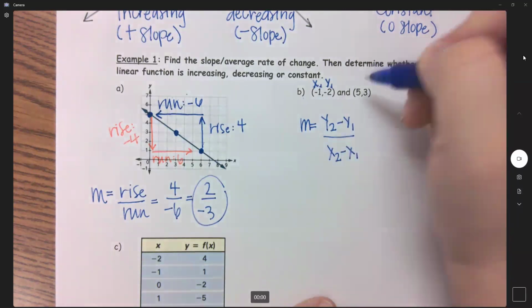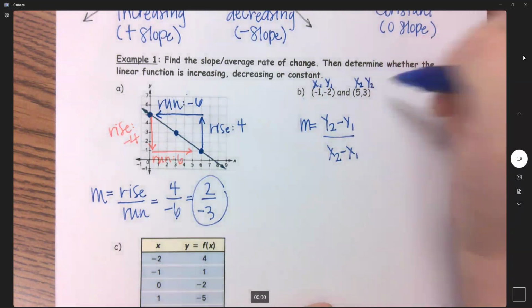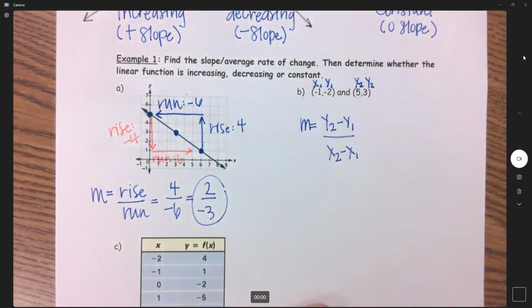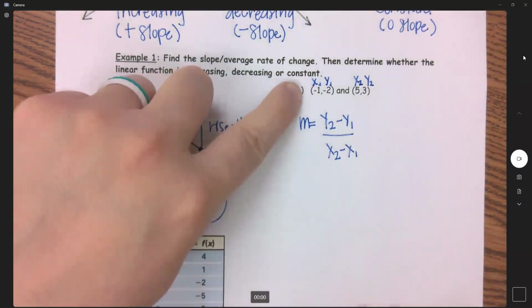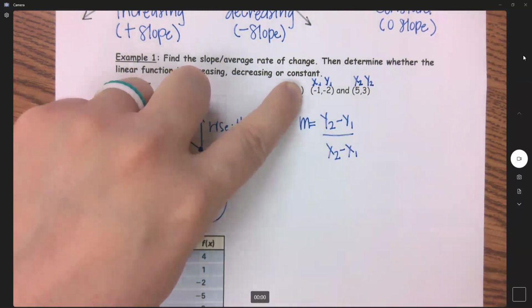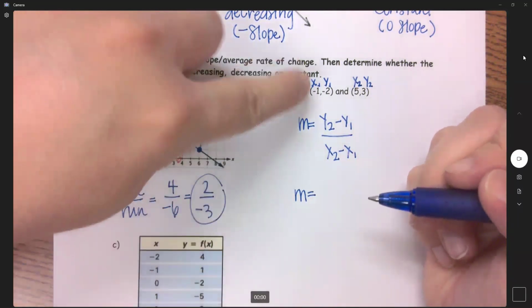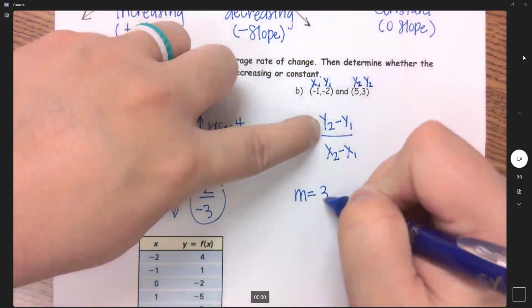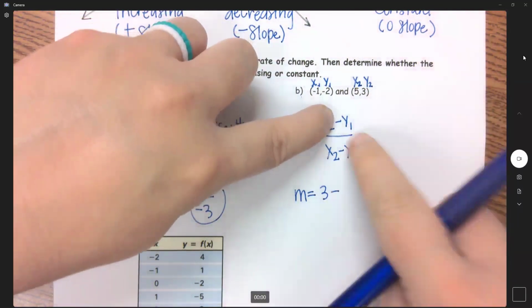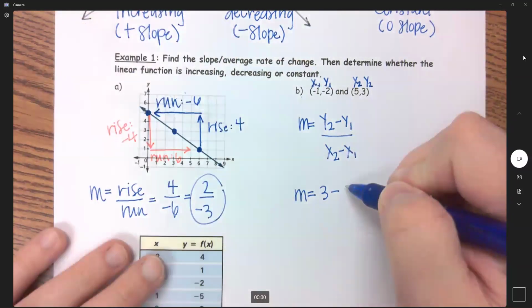Then 5, 3 is still going to be x and y, but now because it's my second point, we're going to have subscripts of 2. So that's my x2, y2. So now that I have my formula, and now that I have my points all labeled, this is just straight substitution. We have m equals, m represents my slope, y2, which is labeled as 3, minus from the formula here, and then we're going to subtract y1. Well, y1 is a -2.